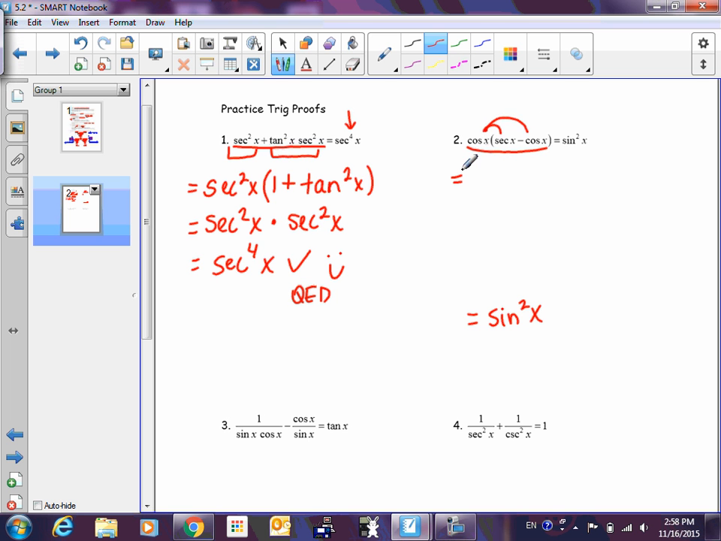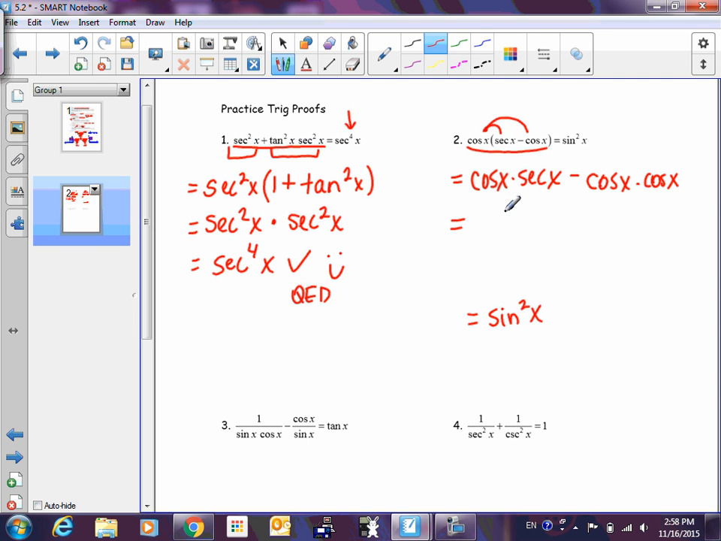All right, cosine x times secant x. Here's what we're going to do. We're not going to get ahead of ourselves. We're going to just write it. Cosine x times secant x. You may already know what that equals. Let's just write it, and in the next step, we'll simplify it. Okay, minus cosine x times cosine x. Okay, don't get ahead of yourself. Don't try to do too much in one step. You're going to lose points, but you're also probably just going to get confused.